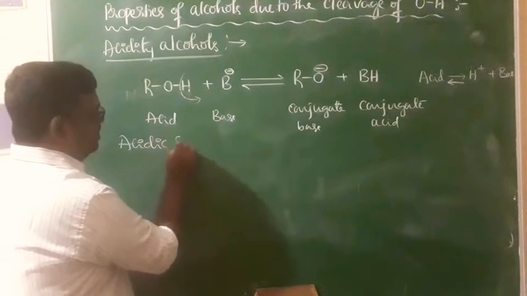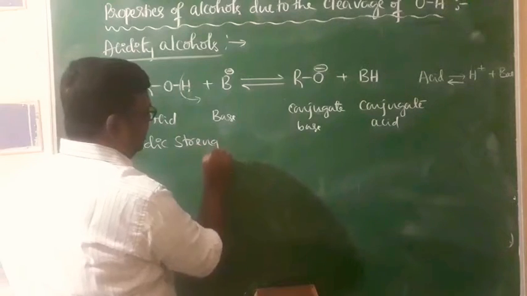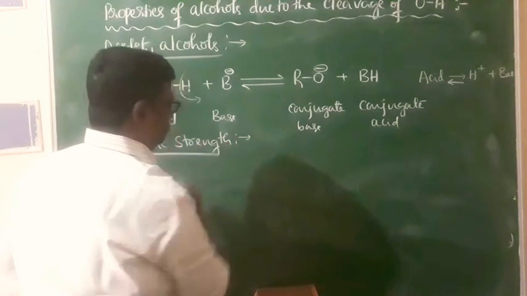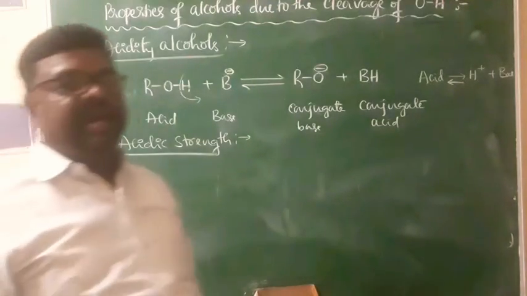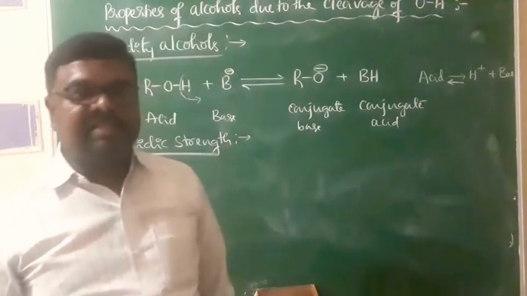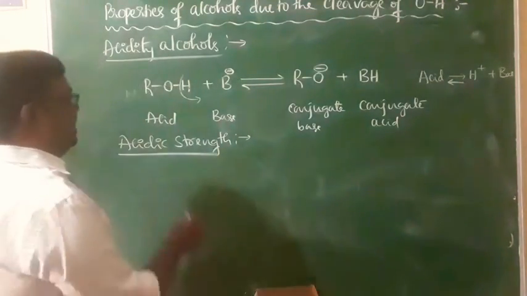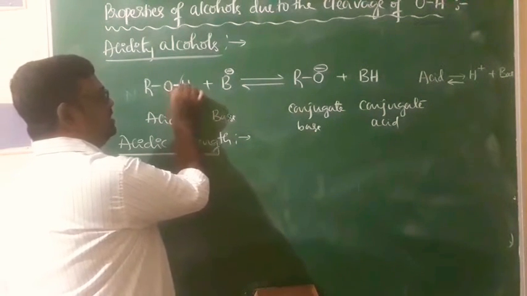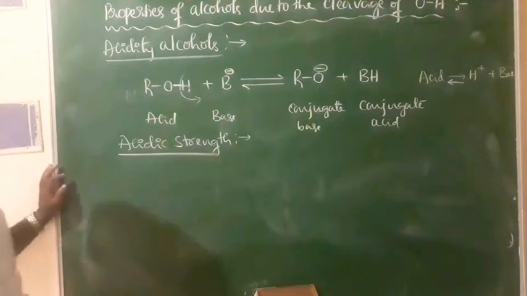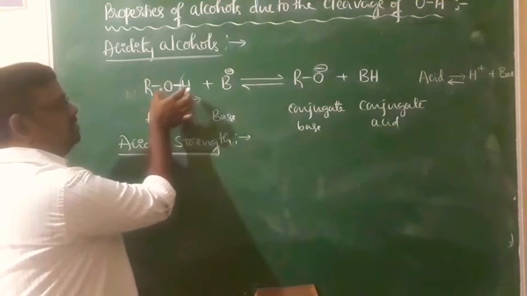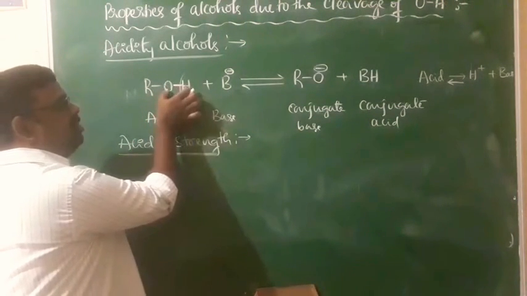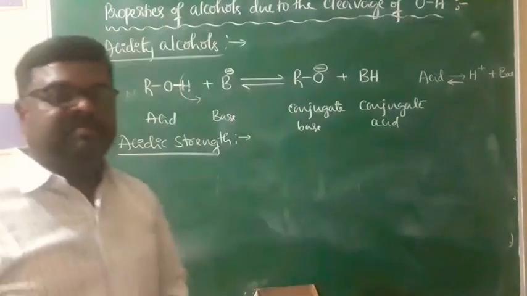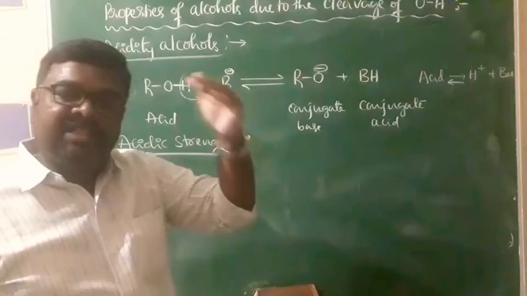That is what we call acidic strength. Acidic strength refers to the ability of alcohol to donate H plus ions. Look at this. As far as acidic strength is concerned, the ability of donating H plus ions depends on the OH bond strength. If the OH bond is strong, the ability of releasing H plus is less. That means acidic strength is less.